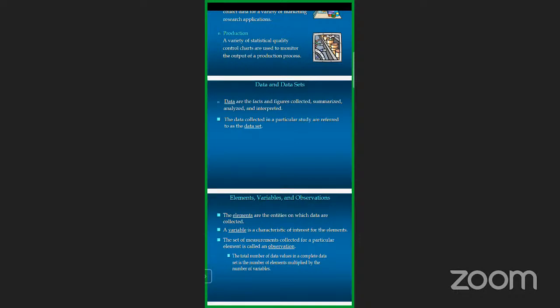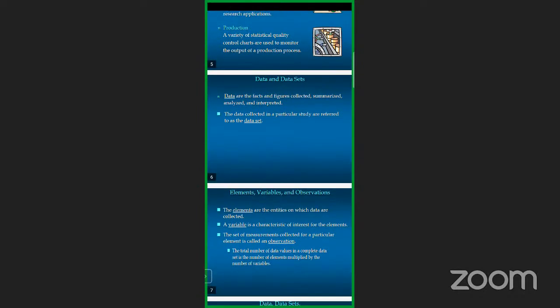And the total number of data values in a complete data set is the number of elements multiplied with the number of variables. So based on the information we are getting from that, we will be using it in the future for different purposes. At that moment we can do the calculation part, based on the data which we are collecting from an element, making it a variable and observing about it.